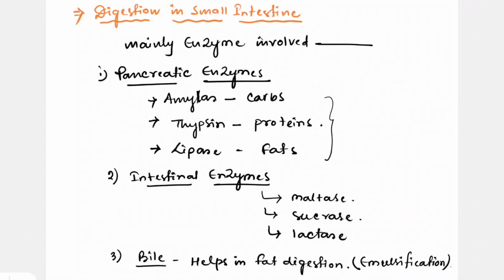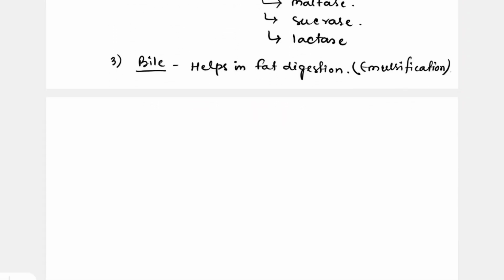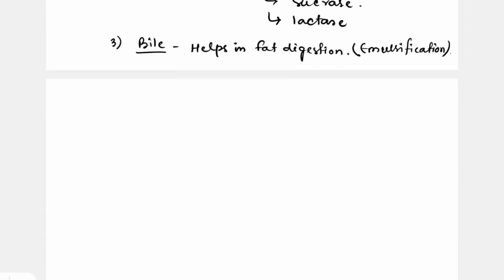So this is digestion in small intestine. Digestion in small intestine means mainly enzymes are involved. So first is pancreatic enzymes. Pancreatic enzymes means amylase, trypsin and lipase. Amylase, carbs digestion. Trypsin, protein digestion, and lipase is fat digestion. Then come intestinal enzymes. Intestinal enzymes are three: maltase, sucrase and lactase. Okay, next bile is there. Bile helps in fat digestion. Okay, see, digestion over. Next we will go for absorption.